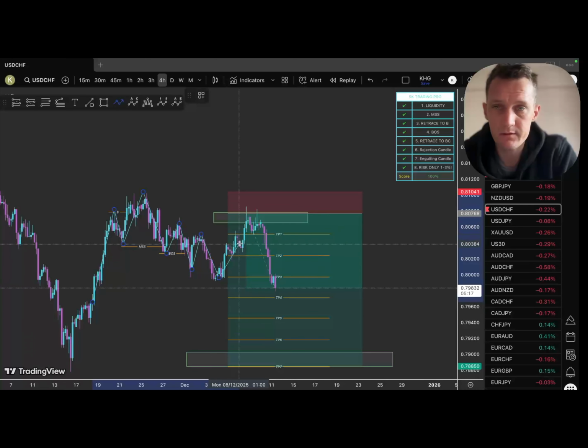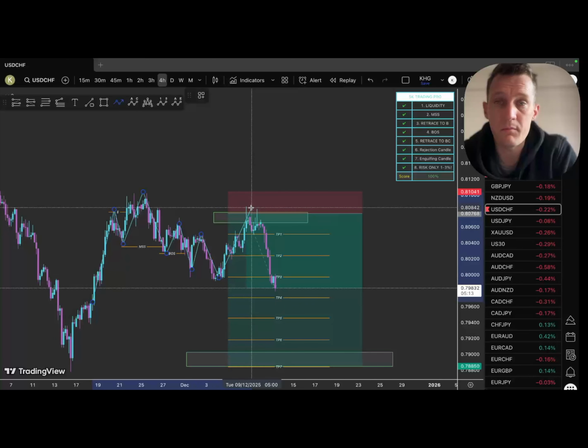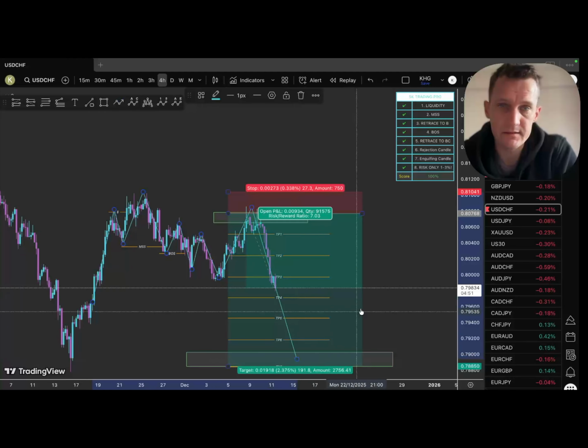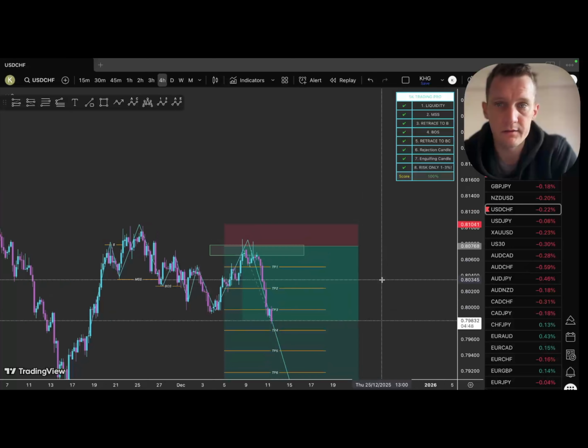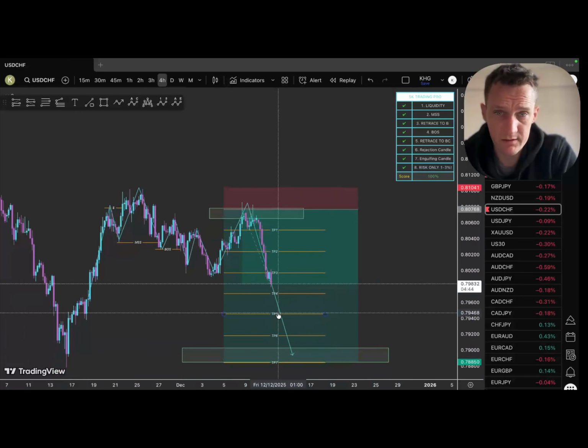Instead of this price continuing down, it did the Quasimodo pattern, the Quasimodo model. Okay, it usually retraces back to the 75% level, to the 80% level, right? To that left shoulder right here, and then it drops. This is the Quasimodo pattern, and that's exactly what it did.